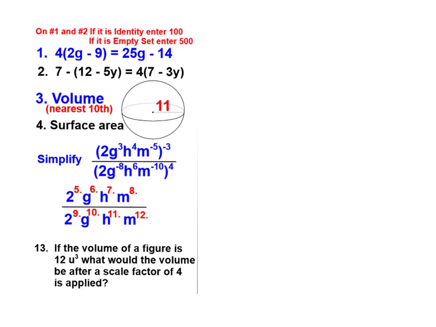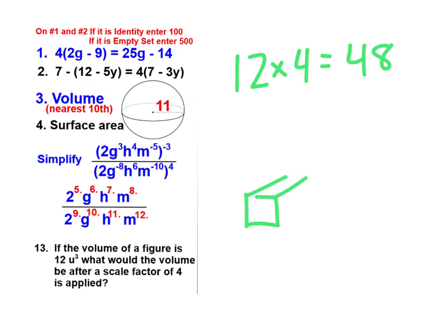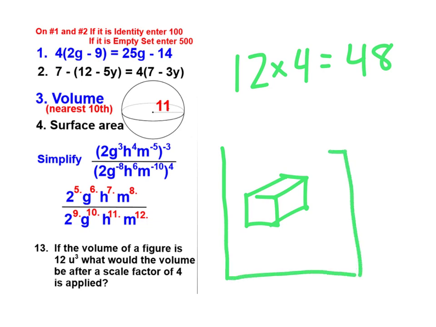Number 13, if the volume of a figure is 12 units cubed, what would the volume be after a scale factor of 4 is applied? Well, the mistake that most people make is they just take 12 times 4, and they say 48. But remember, if you had something like this rectangular prism, and you took it times a scale factor of 4, that means that each side is getting 4 times as big. So this side is getting 4 times as big, this side is getting 4 times as big, and the length is going to be 4 times as long.